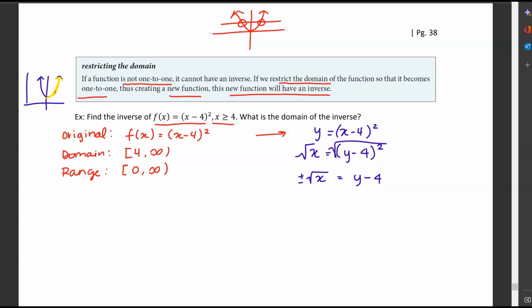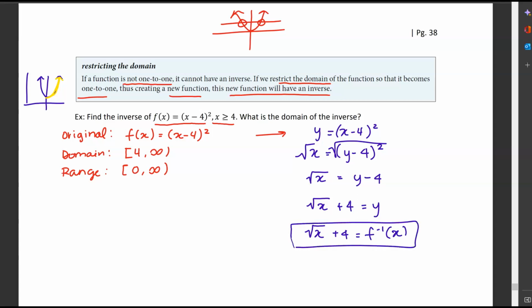But this is the main reason why we end up not having an inverse, because we end up with two functions. But since we have restricted the domain and we're only looking at half of the parabola, we are no longer considering the negative side. We're looking at the positive side. So that's why we end up with only one value. Now we're going to go ahead and add 4. So we end up with the square root of x plus 4 equals y. Therefore the square root of x plus 4 is the inverse function. And so this is going to be our inverse.